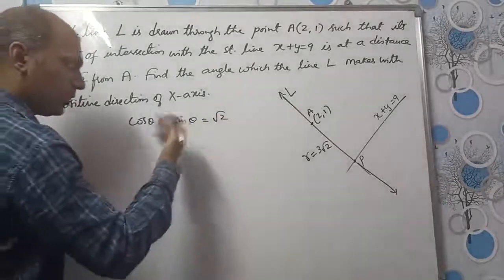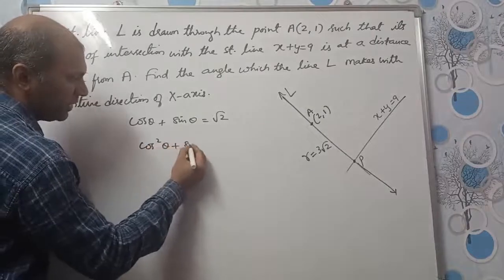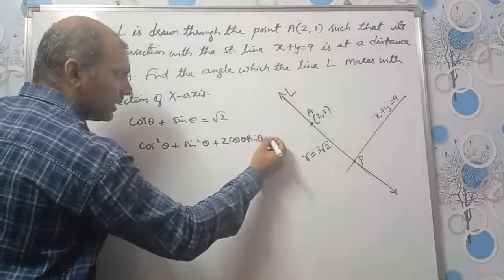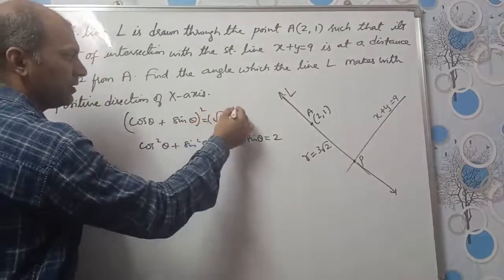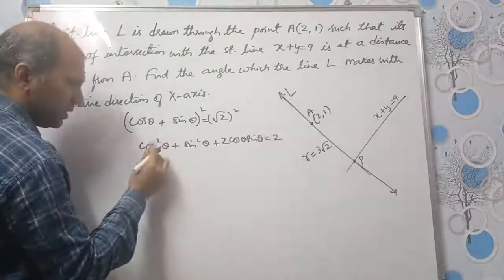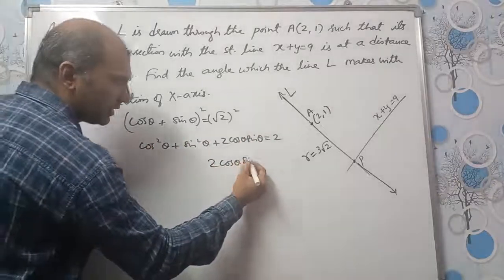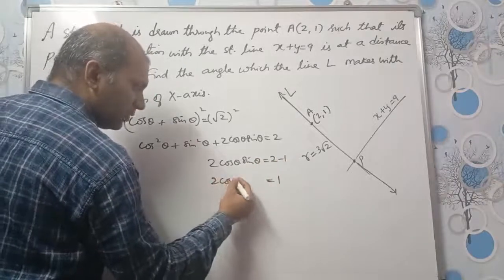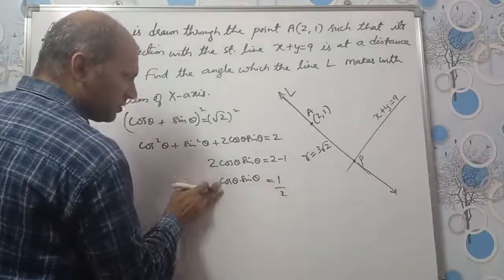See, if we square on both sides, what do we have? We'll have cos square theta plus sin square theta plus 2 cos theta sin theta is equal to, we are squaring on both sides, a plus b expansion, and root 2 into root 2 is 2. So cos square plus sin square is 1, right? This one will go on the other side. We'll have 2 cos theta sin theta is equal to 2 minus 1, 1. So we have 2 cos theta sin theta is equal to 1. This 2 goes on the other side, becomes 1 by 2.